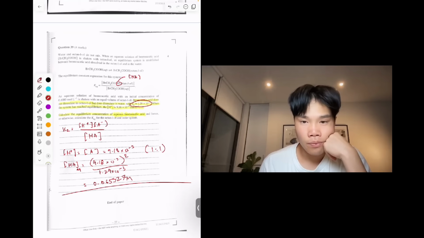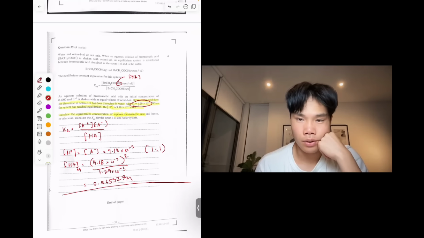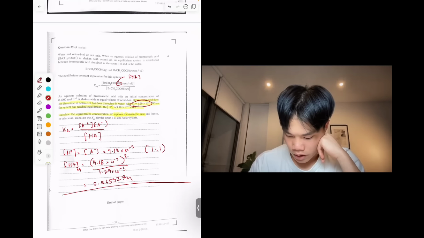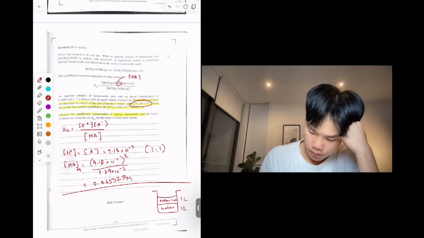The way that I found this easiest to visualize, because truthfully I did this question as soon as possible after the exam because everyone said it was very difficult, is you imagine a beaker where you have two 1 liter components. You have 1 liter of octan-1-ol, and you have 1 liter of water.